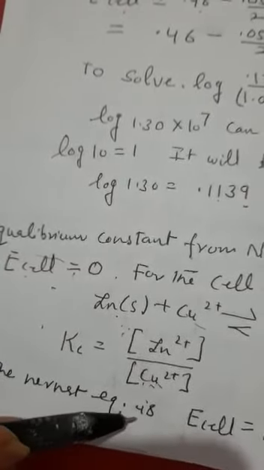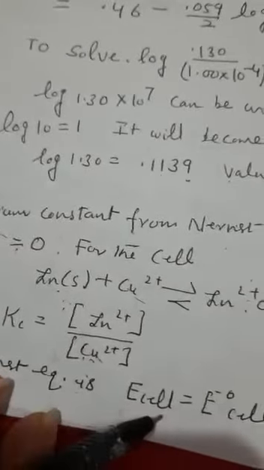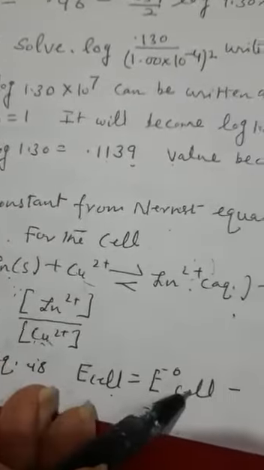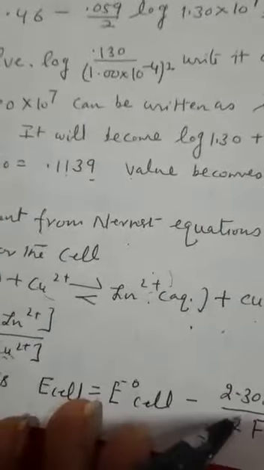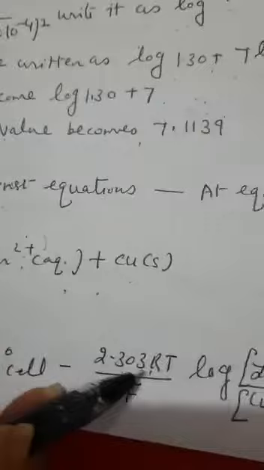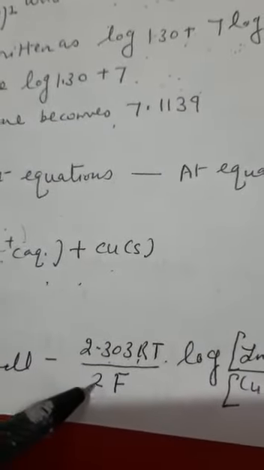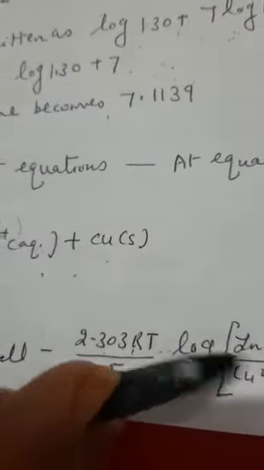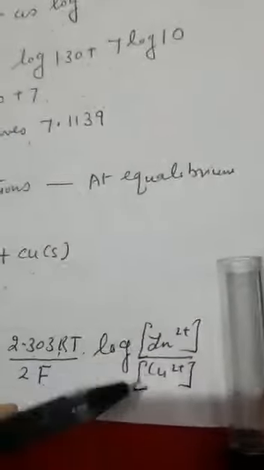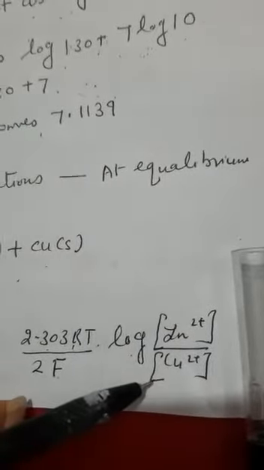The Nernst equation is E cell is equal to E naught cell minus 2.303 RT upon 2F log concentration of zinc ion divided by concentration of copper ion.